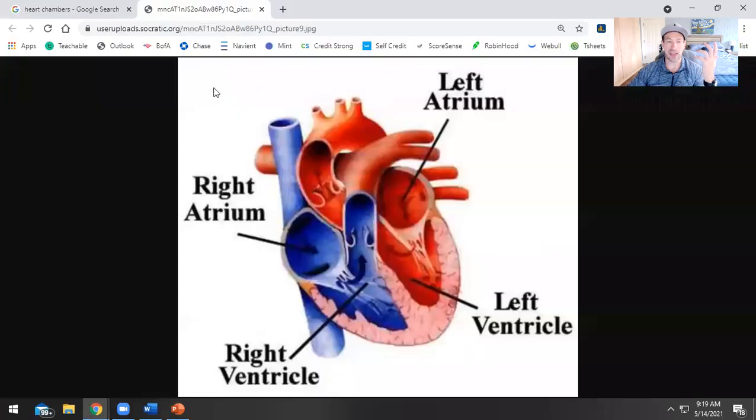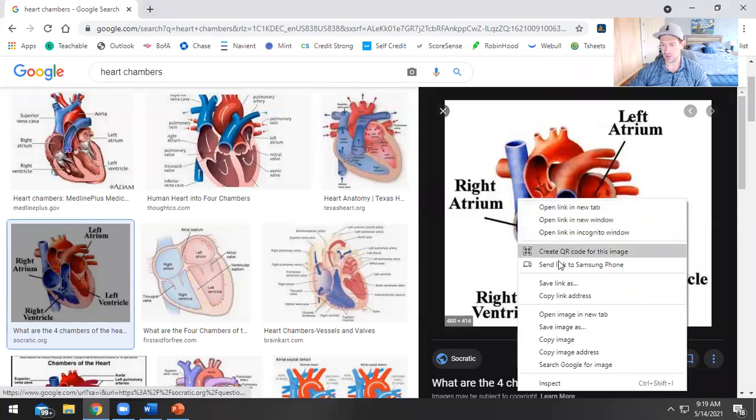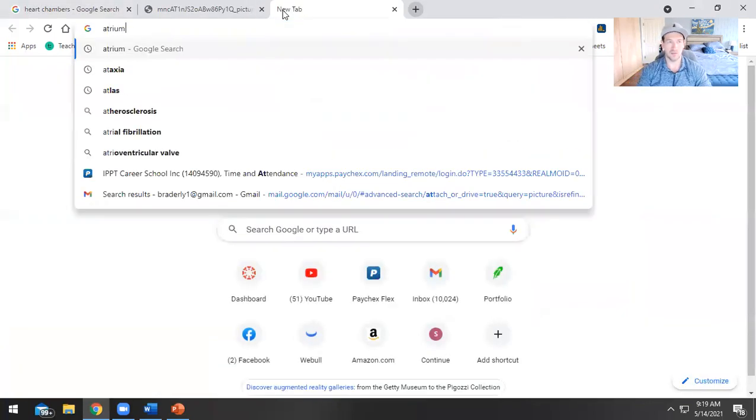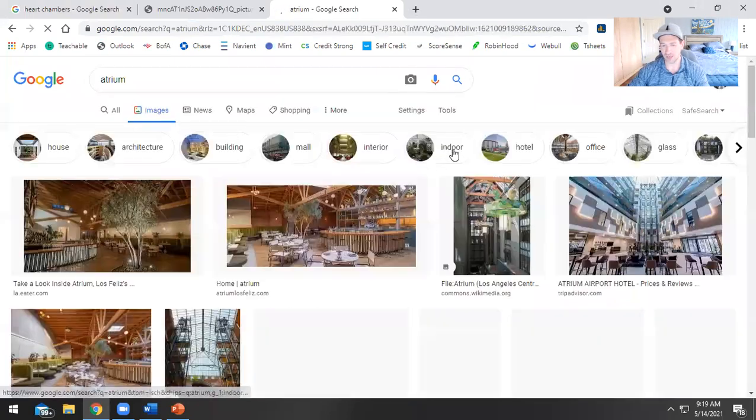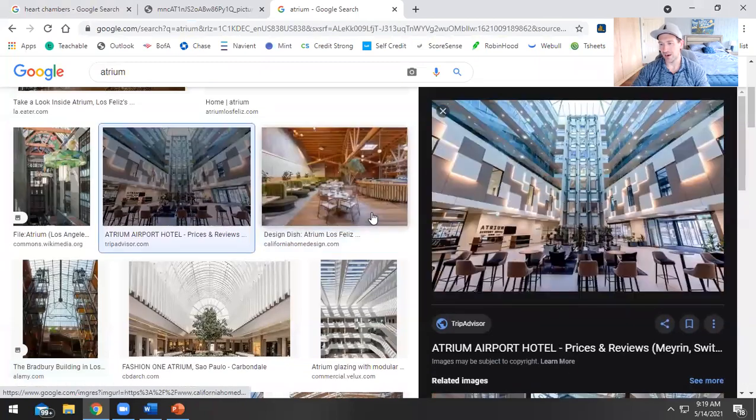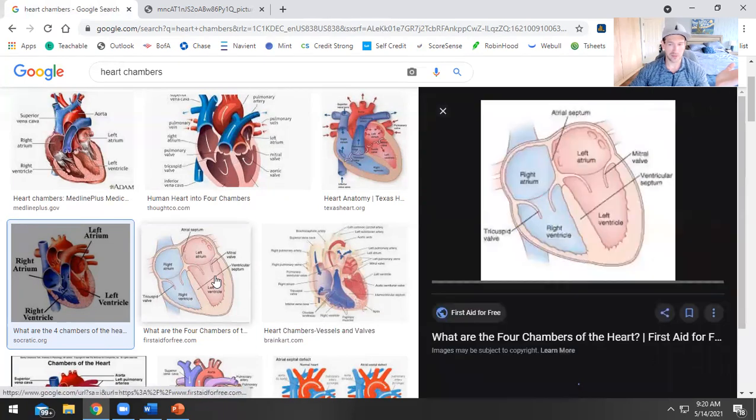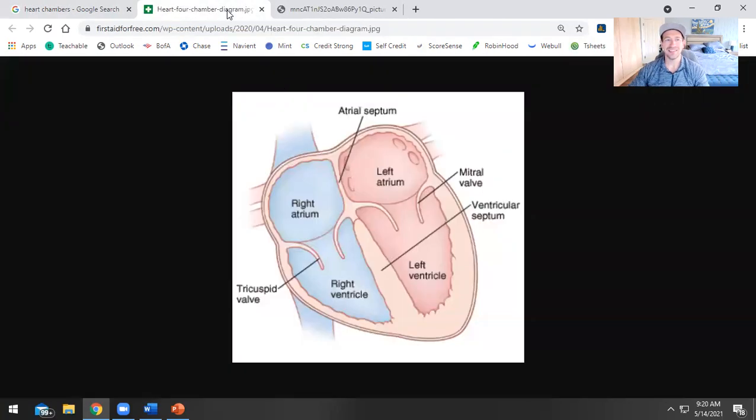If I look up atrium just randomly on Google here, what we're going to see is this big open area where you gather with other people, right? That's kind of what an atrium is. So your atriums, your atria in your heart, that's the plural, is going to gather blood, right? So you're either going to gather blood in the right side of the heart, or you're going to gather blood in the left side of the heart. So those are the atriums.